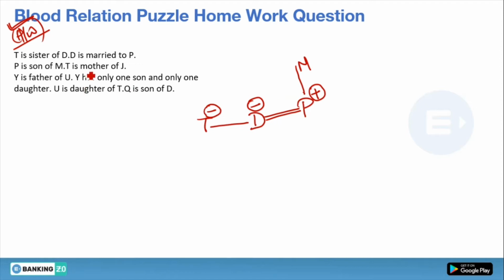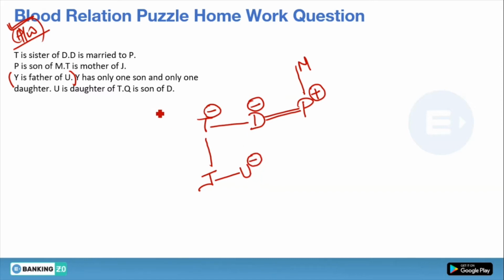T is a mother of J, so J should go downside to T. J can be a son or daughter, but we will not assume unless it is specified in the question. Y is the father of U. We don't know about Y and U, so we will not put this information over here. Now Y has only one son and only one daughter. U is the daughter of T. If U is the daughter of T, then U belongs to the same generation as J and will go downside to T. If U is the daughter, then U will become negative because U is a female.